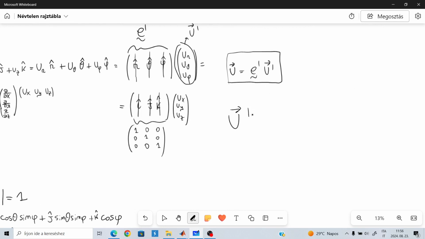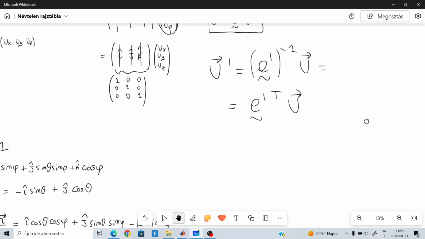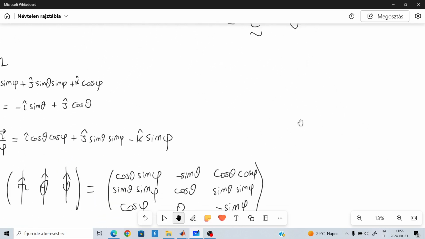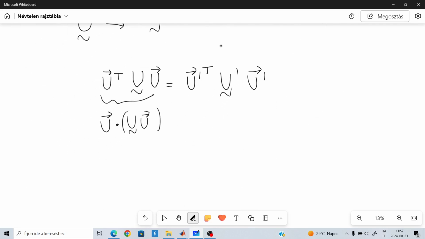So u prime is equal to e tilde prime inverse u. But if you recall, now this matrix here is orthogonal because we have constructed the matrix from orthonormal vectors. So it means that the inverse is equal to the transpose. So we have E prime transpose U. This is the transformation.